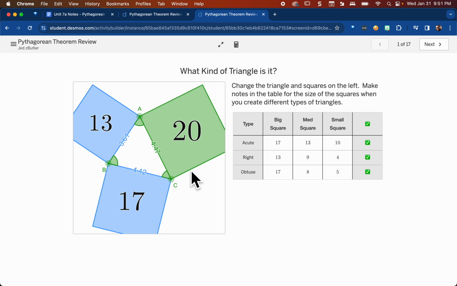So for example, here I have an acute triangle, and these two smaller squares add up to 30, and the bigger square is only 20. So it's like the bigger square is a little bit smaller than the two other squares put together. And that's interesting to think about, how those pieces fit together, which ones are bigger, which ones are smaller.